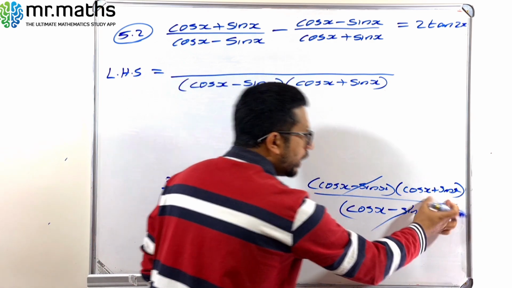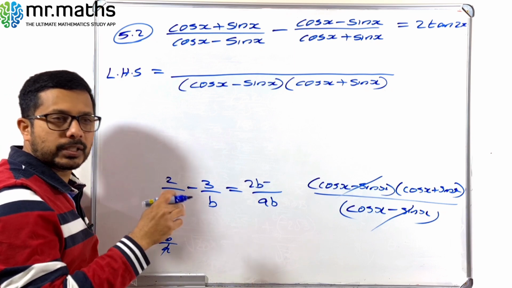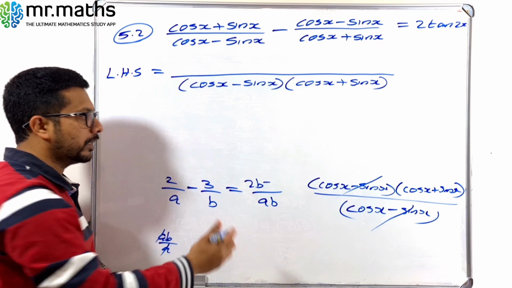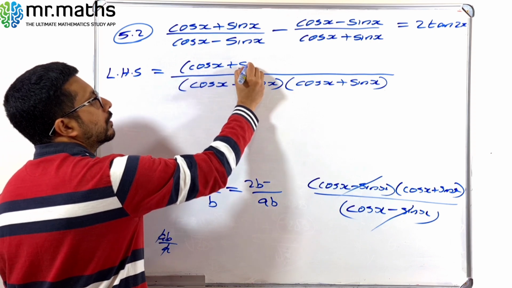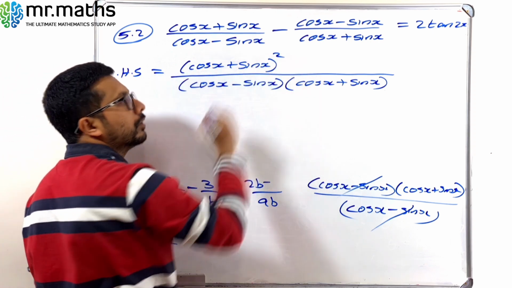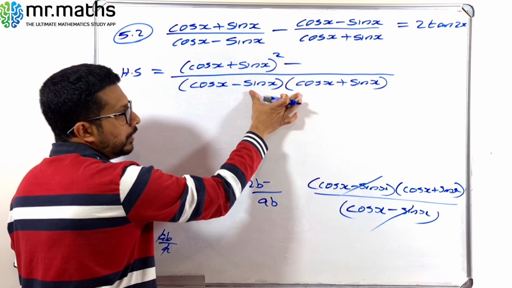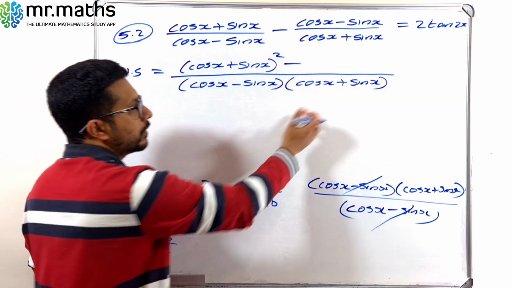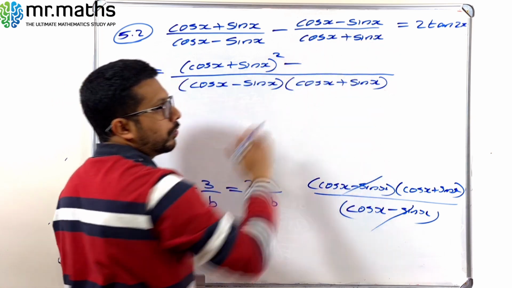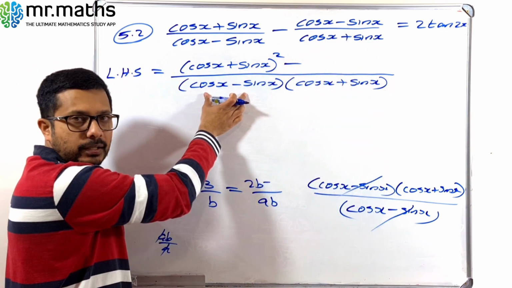That cos x plus sin x into this numerator, that is cos x plus sin x into cos x plus sin x, that is cos x plus sin x the whole square. Then same applies here also. This one divided by cos x plus sin x. So you can see this cos x plus sin x and cos x plus sin x cancel. So what is remaining? Cos x minus sin x.